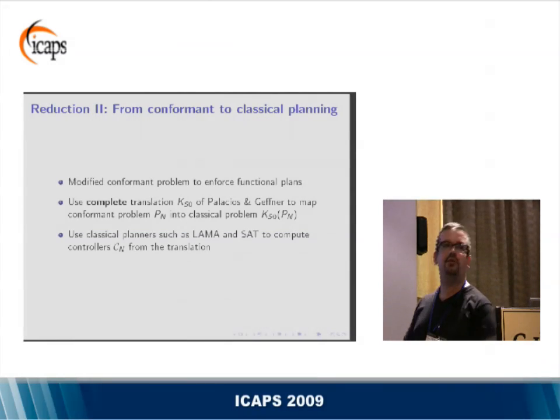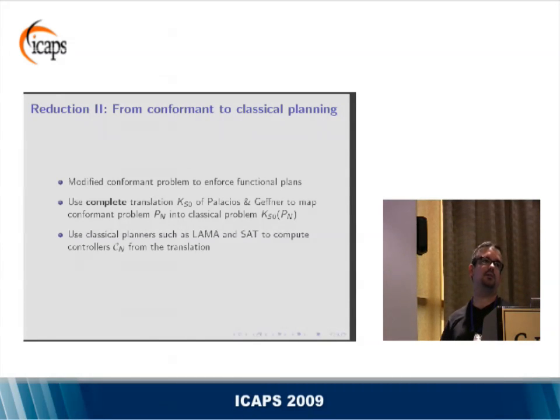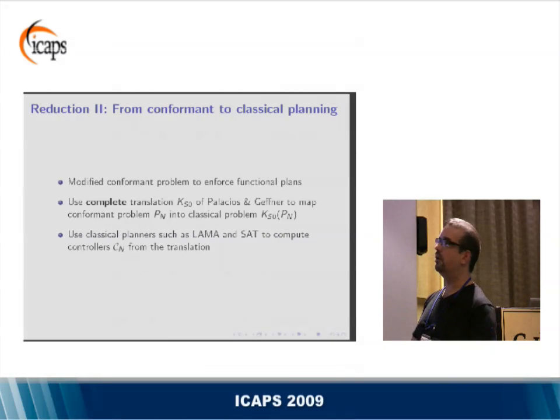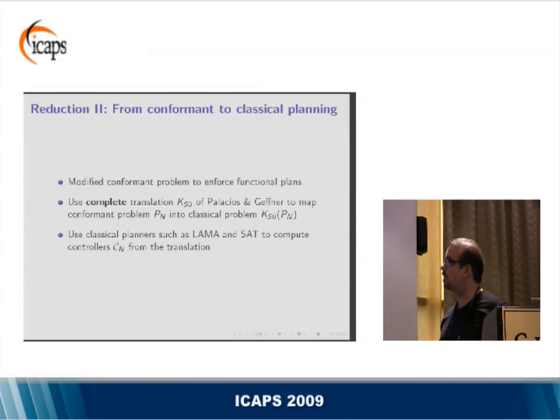The next reduction, from conformant to classical, is a known one. Basically, the only thing that we need to do is to be careful about enforcing that the solutions are functional plans. So we modify the conformant planning problem a little bit before doing the translation, and then we apply the translation K_S0 of Palacios and Geffner in order to obtain a classical problem such that we can recover a conformant plan from the solution of the classical problem. Then we can solve the resulting classical problem with any classical planner. We have used LAMA and also a SAT-based planner.